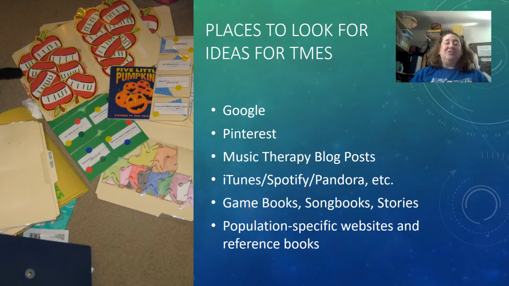One of my favorite things to do is to walk through the Dollar Tree, the dollar store in our town, and just see what they have and think, okay, how could I use this? Ping pong balls? How could I use ping pong balls in a therapeutic music experience for my kids? And sometimes you can, and sometimes you can't. And that's just kind of the way that goes. And so there is lots of opportunity to find ideas. And again, there is no wrong.